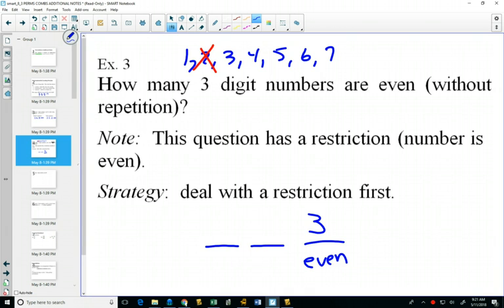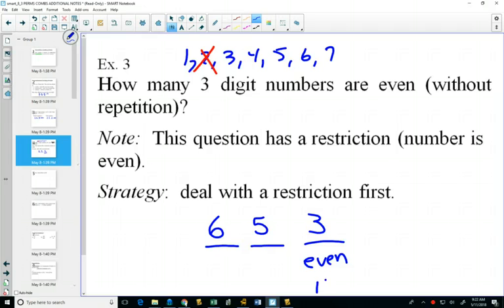You've used up one of the even numbers. You don't know if you've used the 2 or the 4 or the 6, but you've used up one of them. How many numbers are left then for your first digit? There would be 6 choices left. And now you've used up 2 numbers, so there's 5 choices left.